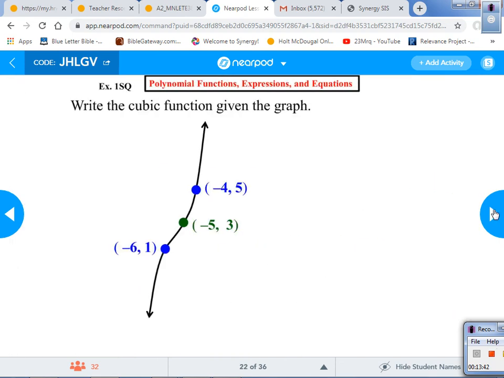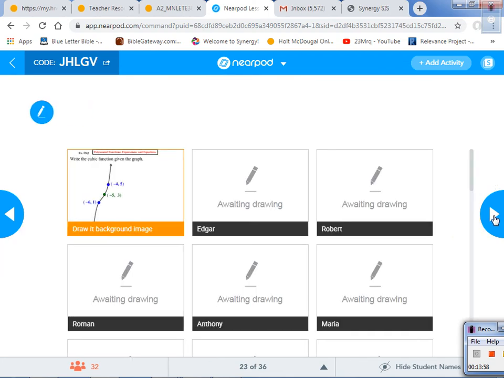That one was what? 1 cubed. Copy that one on your screen. Write the cubic function given the graph. Example 1, supercube. Find me the function. And lock your toolbar, and you have, what do you want, 1 minute?